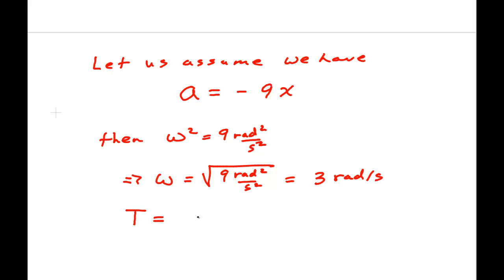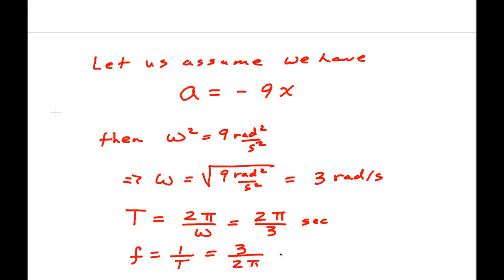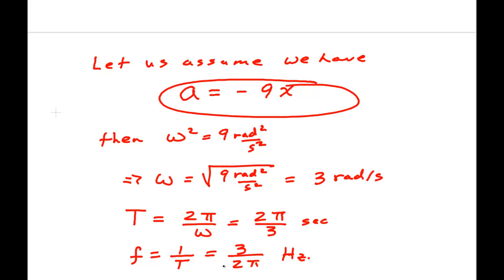T would be 2 pi over omega, which is 2 pi over 3 seconds. So slightly more than 2 seconds. You can punch that out in a calculator. And frequency would be 1 over T, which is 3 over 2 pi hertz. So if you give us this, we can find all of this stuff. And we know it fits a sine or cosine. The only thing left is to find that phase angle and the amplitude.